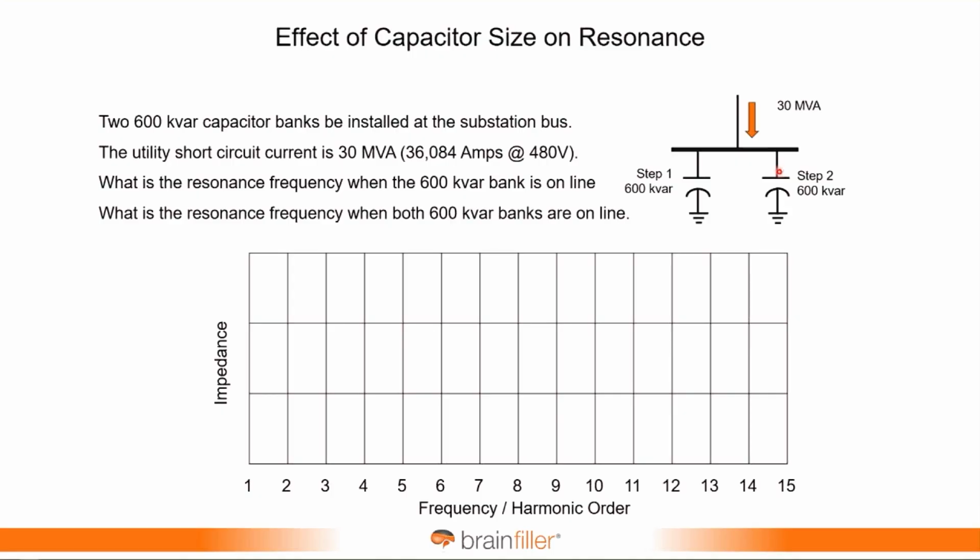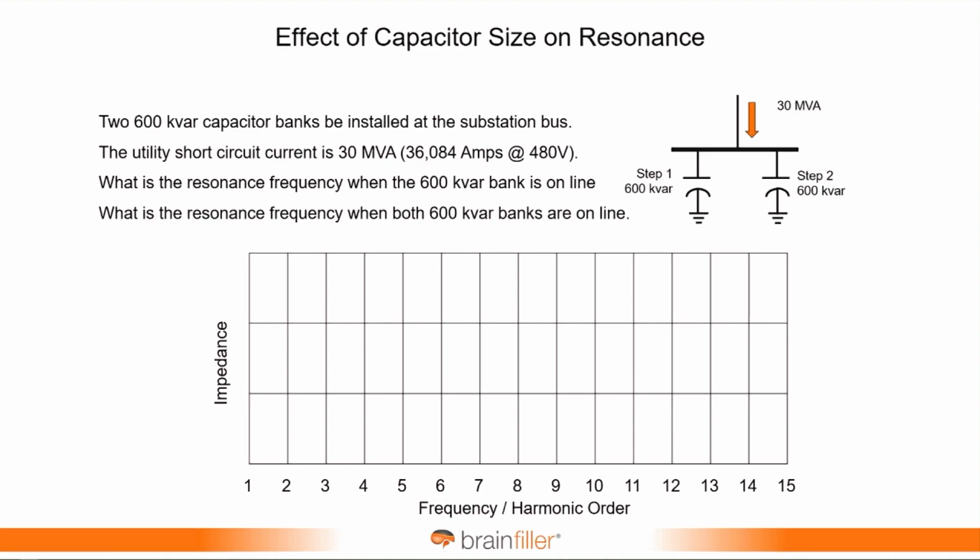This system right here, I have a case where I have a short circuit power of 30 MVA. Short circuit power: you divide out the voltage, square root of 3, and the mega, and that's short circuit current. So 30 MVA. We have a two-step capacitor bank right here. Step 1 is 600 kVar. Step 2 is also 600 kVar. So we have two 600 kVar steps. Let's take a look at what happens.